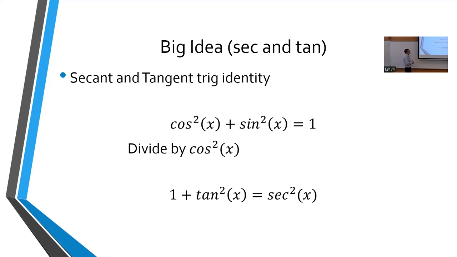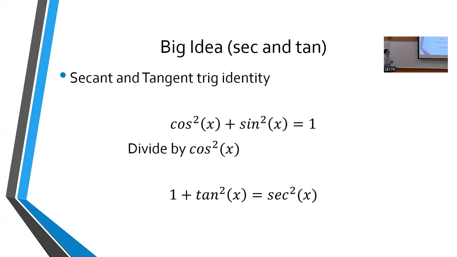is that if we take our Pythagorean identity, cosine squared plus sine squared equals 1, and divide both sides by cosine squared, you get an identity with secant and tangent in it. Cosine squared divided by cosine squared is 1. Sine squared divided by cosine squared is tangent squared. And then 1 over cosine squared is secant squared. So secants and tangents are connected for those couple of reasons.